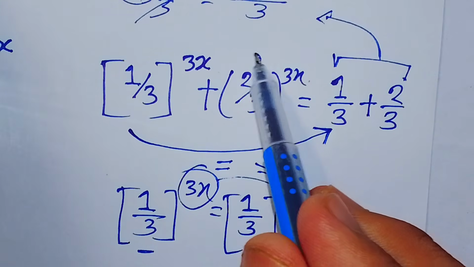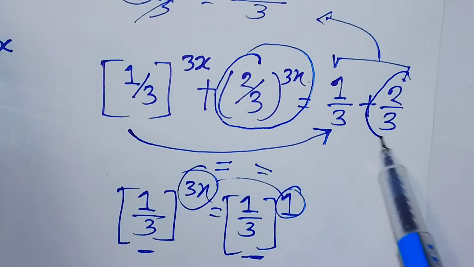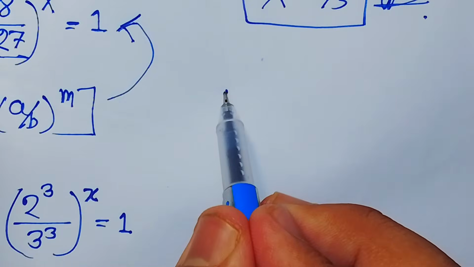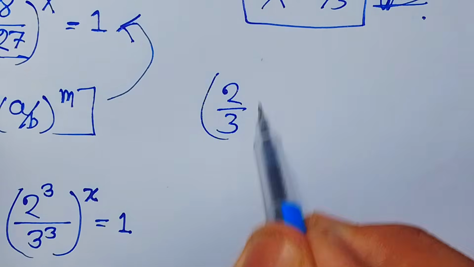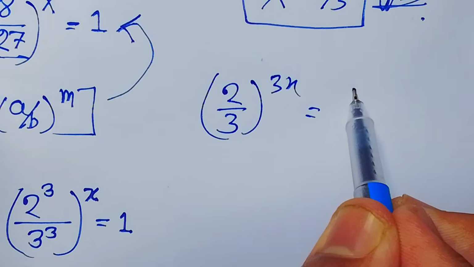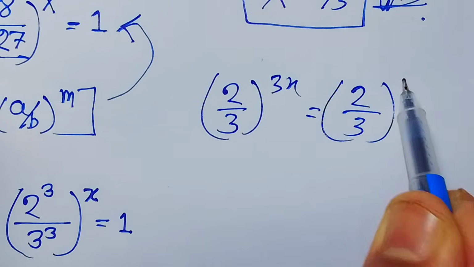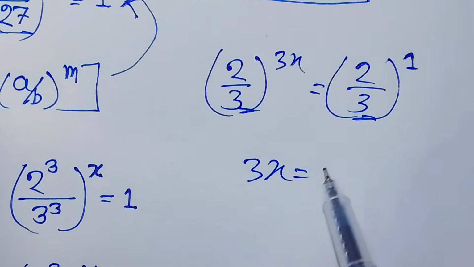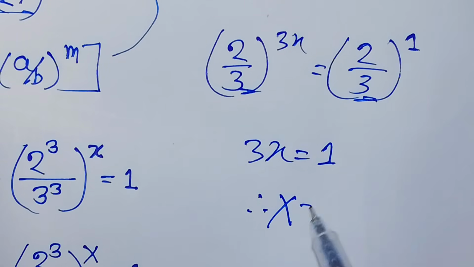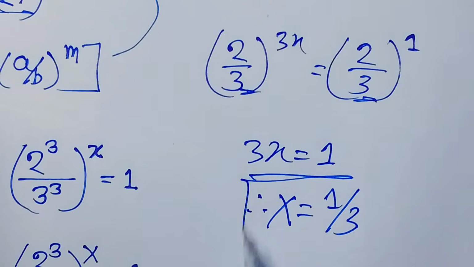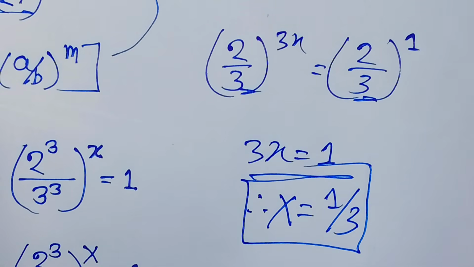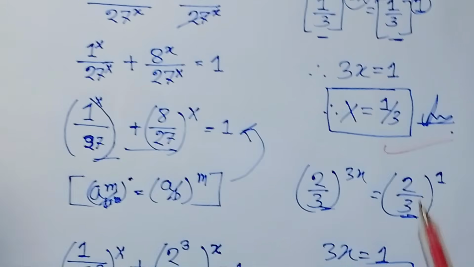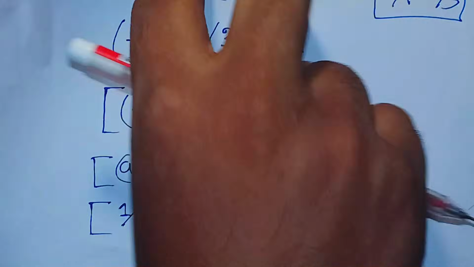Now we have to try this (2 by 3) to the power 3x. Applying the formula rules, we can write (2 by 3) to the power 3x is equal to (2 by 3) to the power 1. So here, if you look carefully, the bases are same, so the power will be same. By applying the formula, the value of x is equal to 1 by 3. So guys, we get our answer for the x value from the exponential equation, which is 1 by 3.